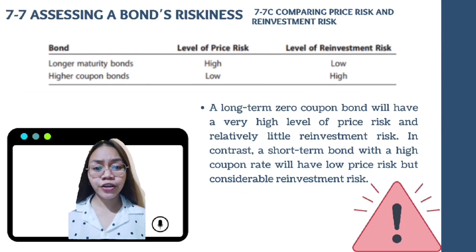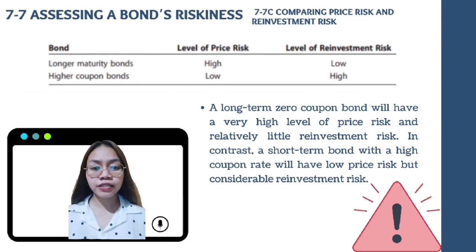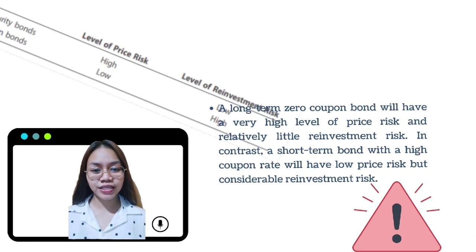A long-term zero coupon bond will have a very high level of price risk and relatively little reinvestment risk. In contrast, a short-term bond with a high coupon rate will have a low price risk but considerable reinvestment risk.